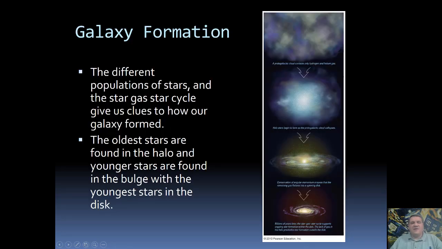The different populations of stars, along with the star-gas-star cycle, actually help us understand a little bit of how our galaxy formed. Remember that we find population 2 stars primarily out in the halo. That suggests that the halo probably formed first because those are the oldest stars. Then we find population 1 stars, the younger generation, throughout the disk. So that suggests that the halo formed and then later the disk formed.